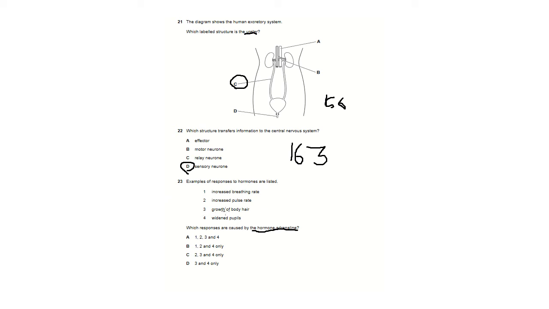Well, 3. Growth of body hair is not there. So any answer that contains number 3 we can cross out. So it can't be A and it can't be C because they both contain body hair. Well, we do know that adrenaline increases breathing rate, and since number D does not have breathing rate there, the only possible correct answer will be B.